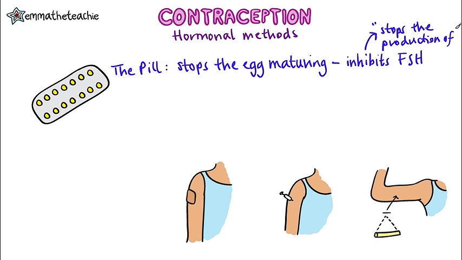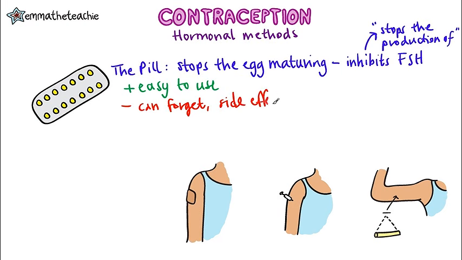The big advantage of the pill is that it's easy to use, and if it's used properly, it's highly effective. The disadvantage is it can be really easy to forget to take it, or if you vomit, you can lose your pill for the day. And it has some side effects like increased blood pressure and other things.